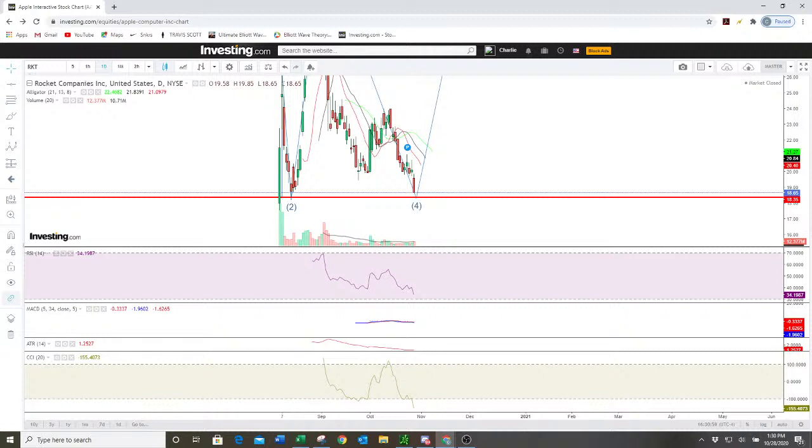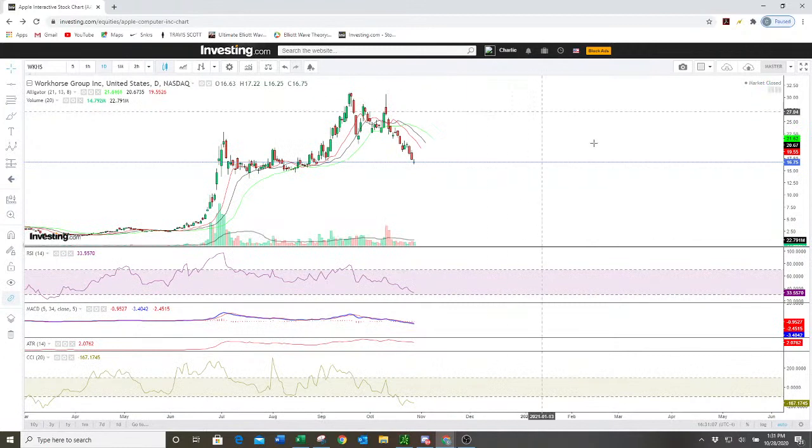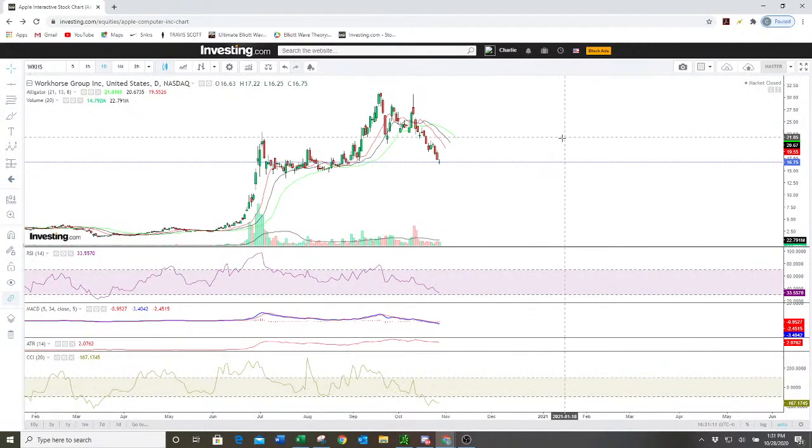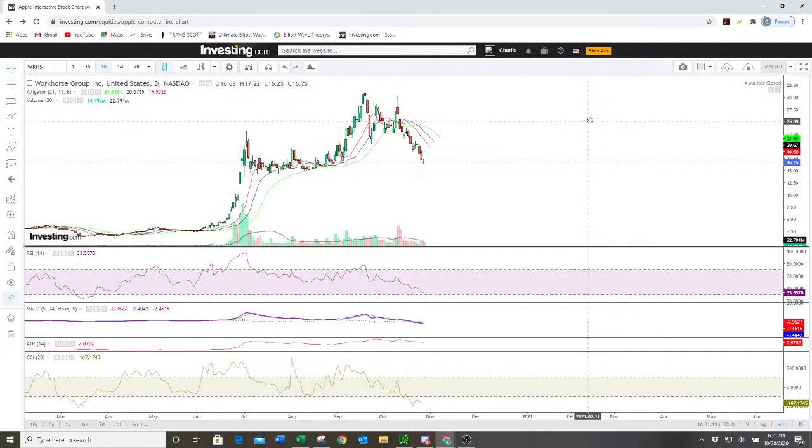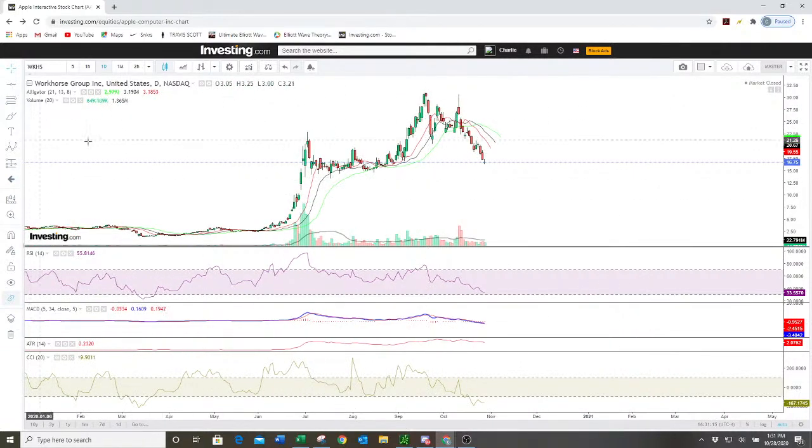Let me see here. Yeah, pins killed it. RKT. Look at Workhorse. You know, Workhorse is one of my favorites, but yeah, it's getting killed because there's no news about their deal with USPS, United States Postal Service. So what we have here is what we discussed before. It feels like an expanding move as well.